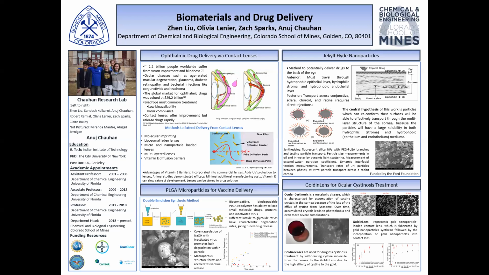PLGA microparticles are synthesized by the double emulsion synthesis method. The H1N1 inactivated virus is contained in the aqueous phase, which is then added to the organic solvent containing the dissolved PLGA to give the primary water and oil emulsion. The water and oil emulsion is then added to a secondary aqueous phase to extract the solvent through diffusion and evaporation. Once the solvent is fully extracted, this gives the microparticles encapsulated with the virus. Below the diagram of the synthesis method, we have an SEM image of the PLGA vaccine particle.